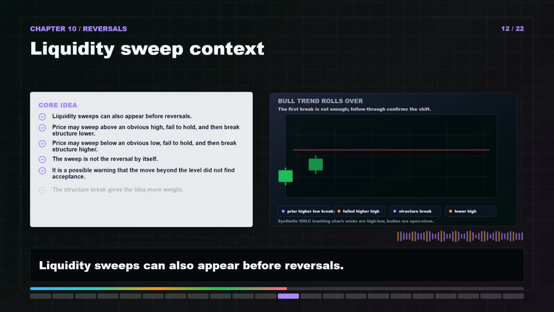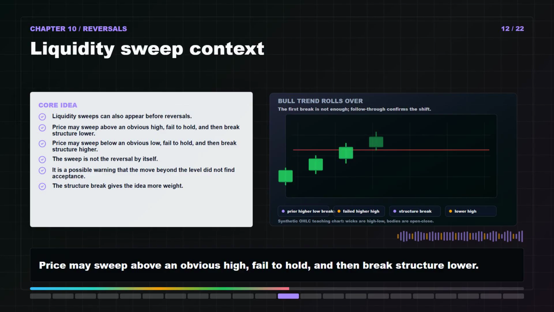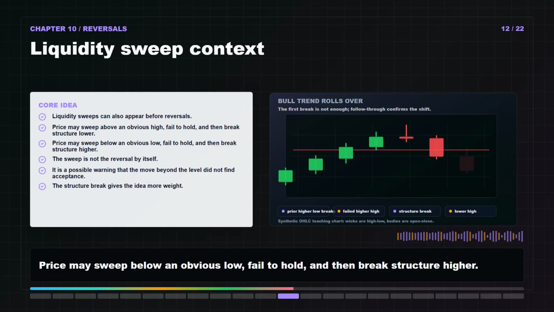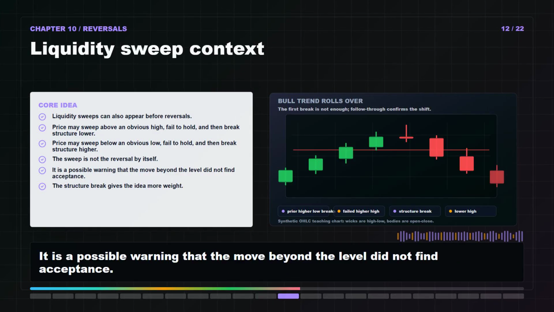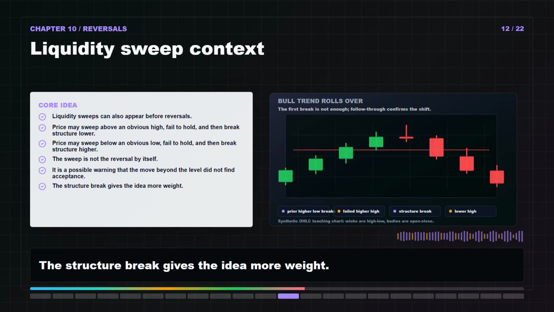Liquidity sweeps can also appear before reversals. Price may sweep above an obvious high, fail to hold, and then break structure lower. Price may sweep below an obvious low, fail to hold, and then break structure higher. The sweep is not the reversal by itself. It is a possible warning that the move beyond the level did not find acceptance. The structure break gives the idea more weight.